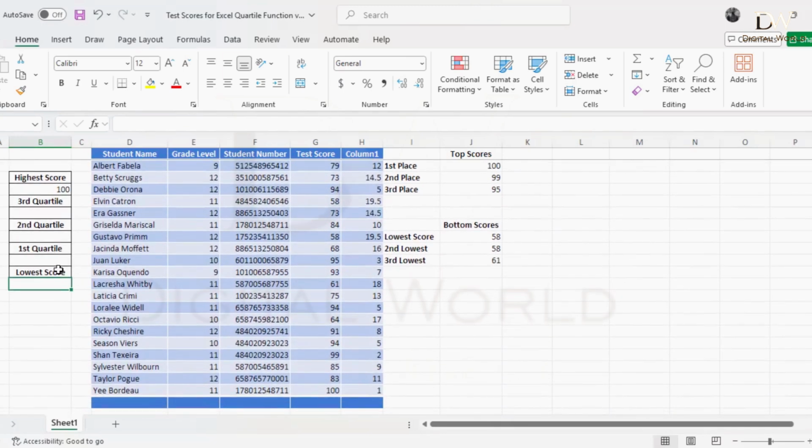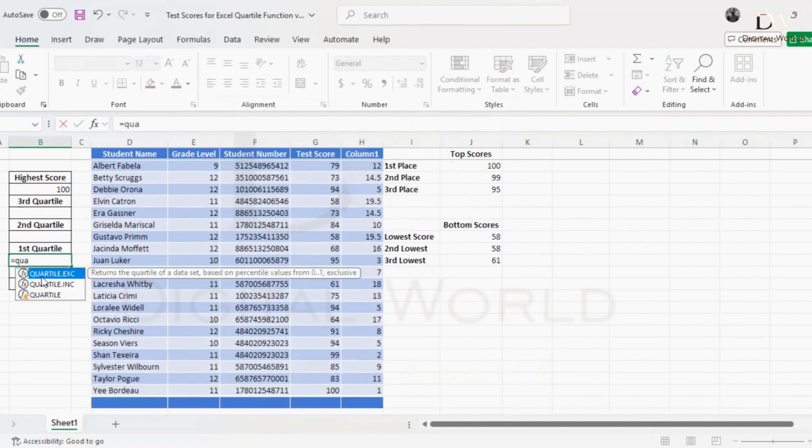Let's say we are using this test score. We don't have zeros and ones here, so we can use quartile exclusive. If I come over to the first quartile and type equals QUARTILE.EXC, exclusive of zeros and ones since we don't have them, it's going to ask me for the array. The array just means the list of the values you are considering. That is the entire test score. It's telling you to highlight the entire test score. That's your array.